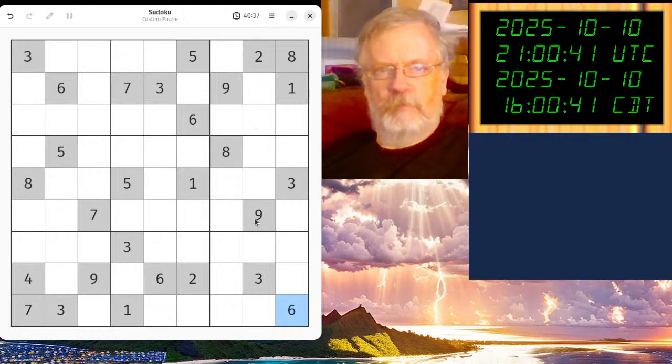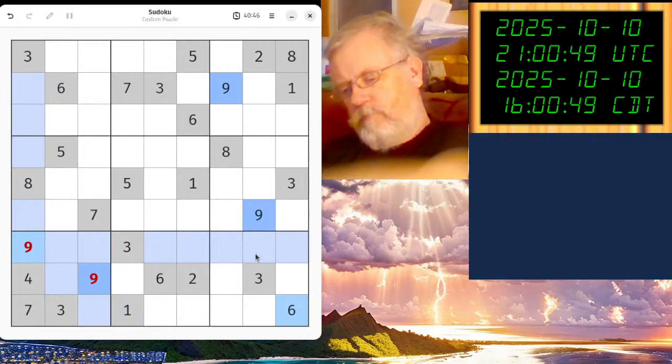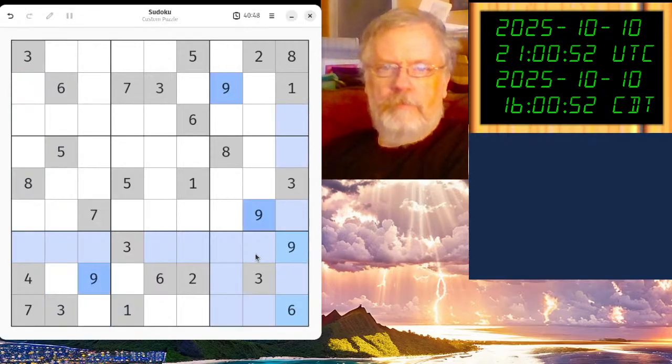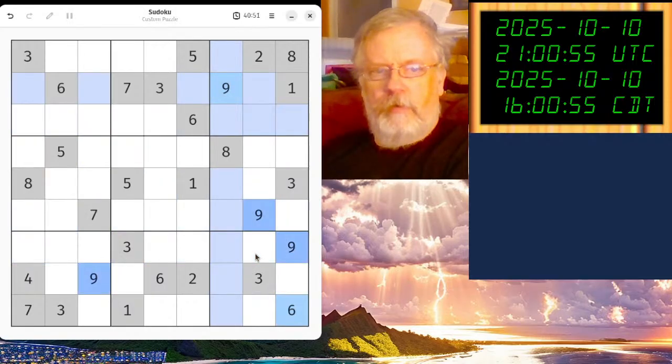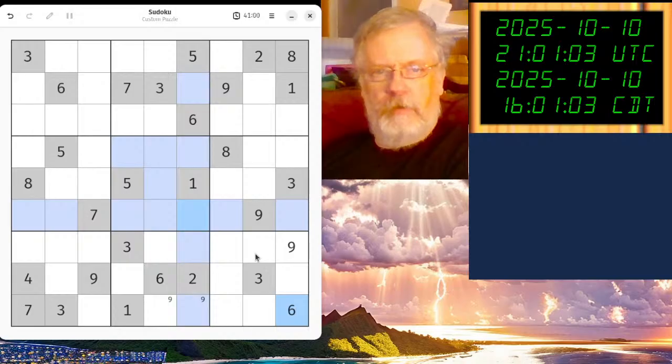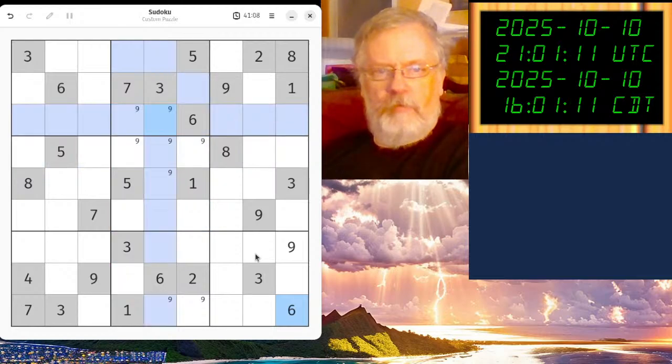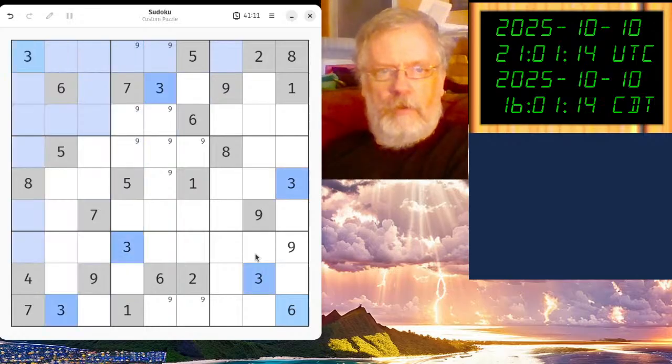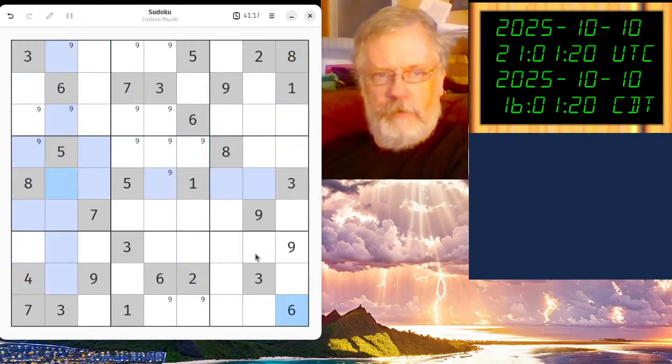Reset the puzzle. Start with counting from 9s. You can already see I've got a 9 going in here, because that one and that one set it up. The 6 block prevents me from putting a 9 in there. One of these two will be a 9. Got 4 possible 9s here. 4 possible 9s here. 3 possible 9s here. And 2 here.